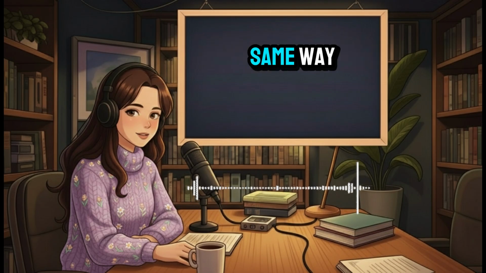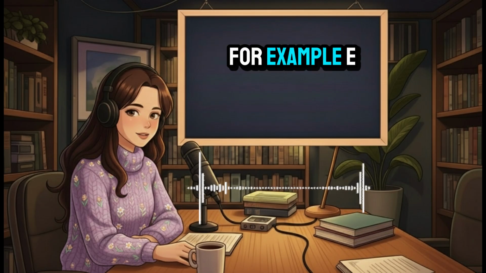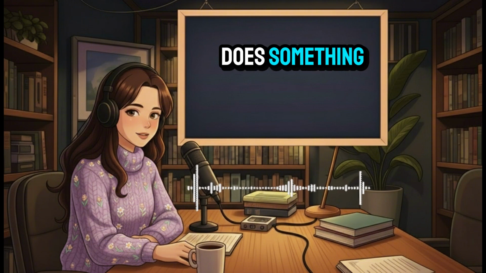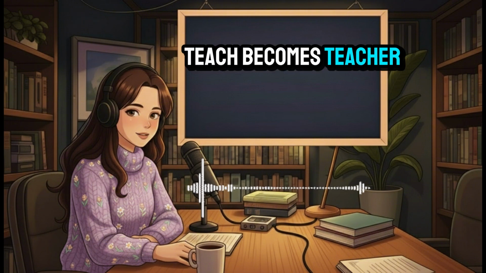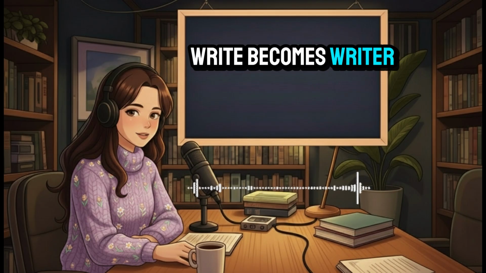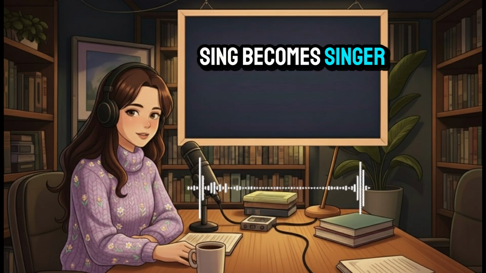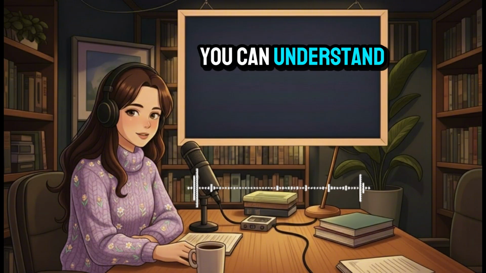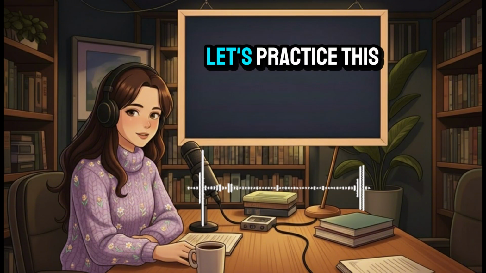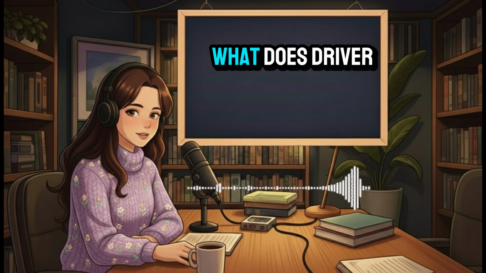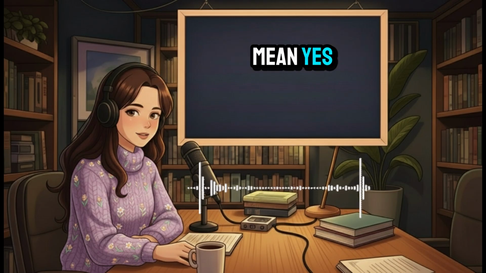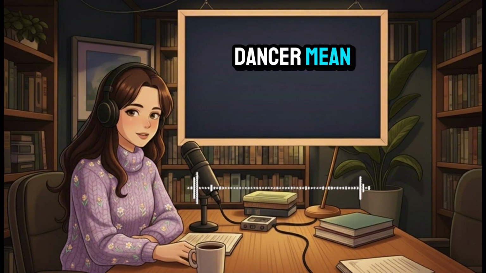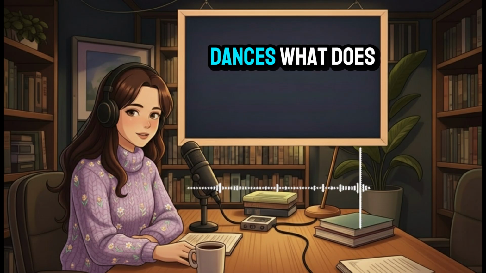Suffixes work the same way. For example, er often means a person who does something. Teach becomes teacher. Write becomes writer. Sing becomes singer. Even if you didn't know the word before, you can understand it from the pattern. Let's practice this quickly. What does driver mean? Yes, a person who drives. What does dancer mean? A person who dances.